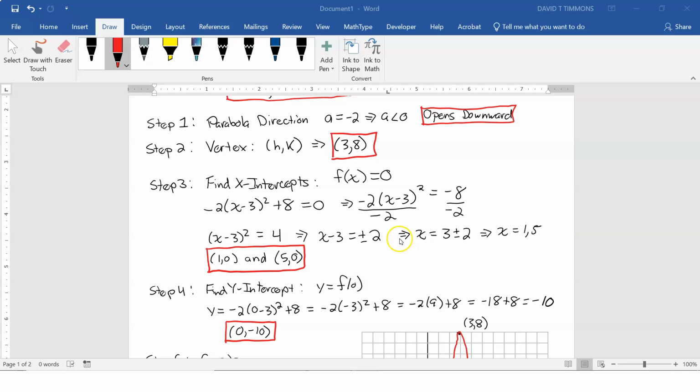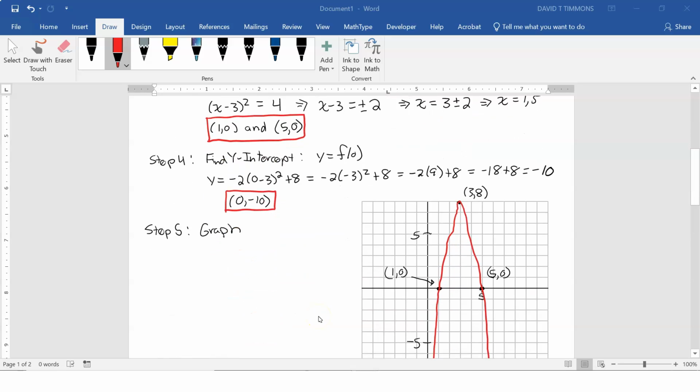Now let's finish the problem and graph it. What we'll do is put together all this information you'd see in red. We know the graph opens downward. We know the vertex is at the point (3, 8), the x-intercepts are at (1, 0) and (5, 0), and the y-intercept is (0, -10).